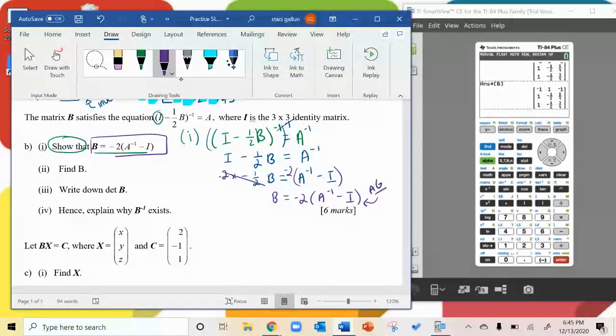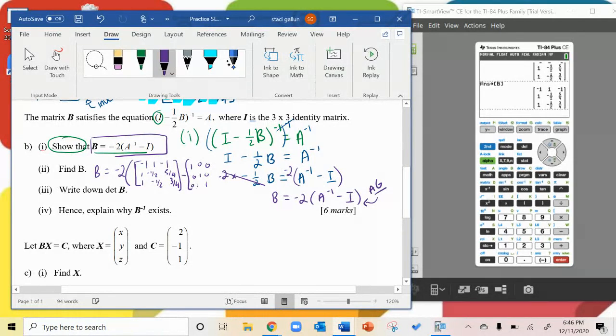Okay, for the second part, I'm asked to find B. So I already have A. B equals -2 times A inverse, which I got, minus the identity matrix. So I've got to do that -1, 1, -1, 1, negative 1/2, 5/4, 1, negative 1/2, 3/4, minus, forgot to close it, 1's along the diagonal and 0's everywhere else. Okay, let's go ahead. I'm going to put the identity matrix in here.